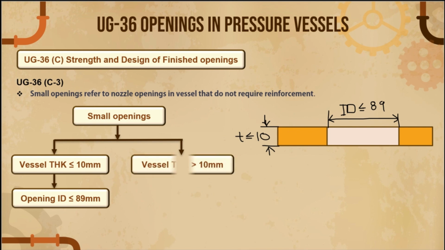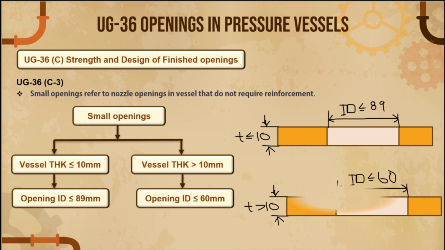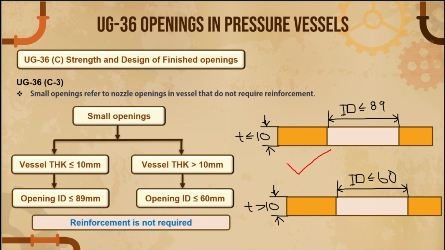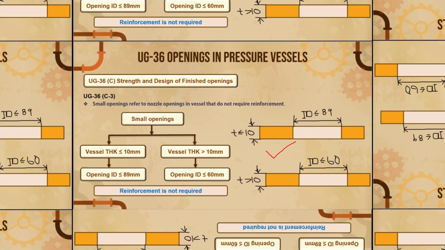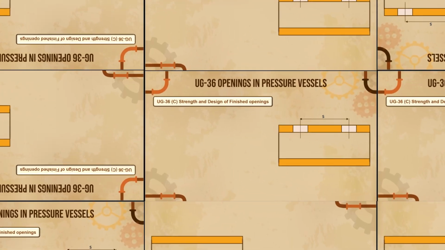And what is the next condition? If your vessel thickness is greater than 10 mm and your opening ID is less than or equal to 60 mm, then there is no requirement of a reinforcement pad. So if you follow these two conditions, there is no requirement of using a reinforcement pad, guys, at the opening areas. So I hope you got these two conditions in UG-36C3. While explaining, please open the code book, guys, then you will understand much better. So let's go to the next one.